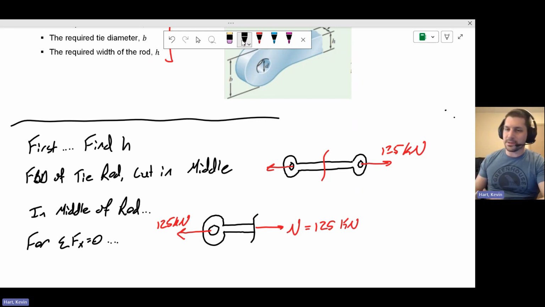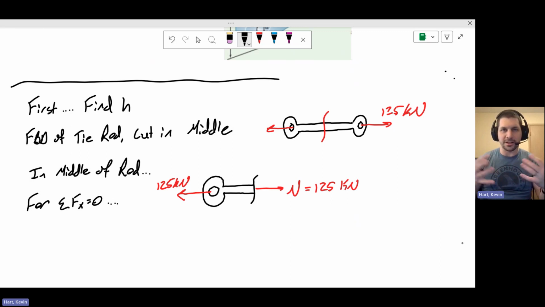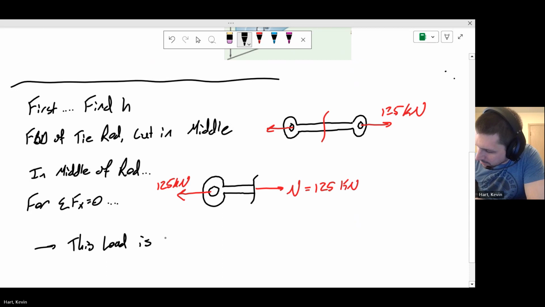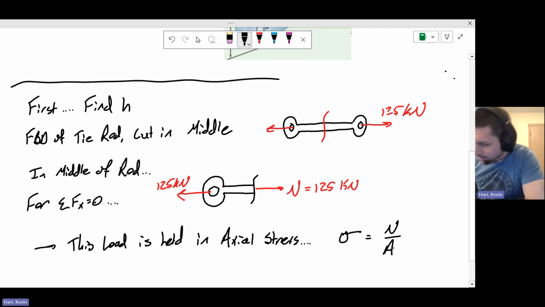Okay. And when we're thinking about this internal normal force inside of a structure and how much that structure needs to hold in terms of that load, you're thinking about that normal force divided by the cross-sectional area of the piece. And so you should be thinking this load is held in axial stress. Okay, and that looks something like sigma here is this normal force N over the cross-sectional area of the rod. So this is a portion where we're looking at the normal force inside of the rod.